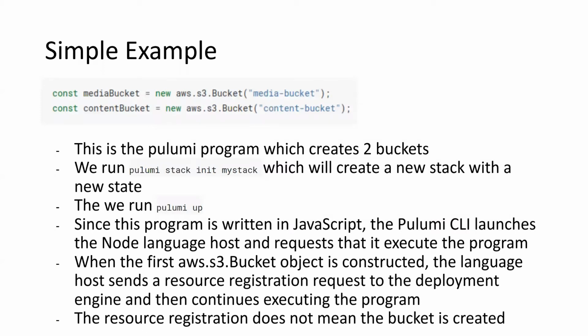Then you're going to run Pulumi up, and since this program is written in JavaScript, Pulumi up is basically the run, like setting Pulumi to go ahead and execute my instructions. Since this program is written in JavaScript, the Pulumi CLI will launch the node language host and request that it execute the program. So as the program is being executed, the first S3 bucket is going to be constructed, and then the language host is going to send a resource registration request to the deployment engine and continue executing the program. So this doesn't necessarily mean that the bucket is created.